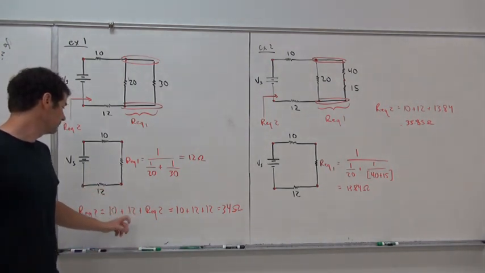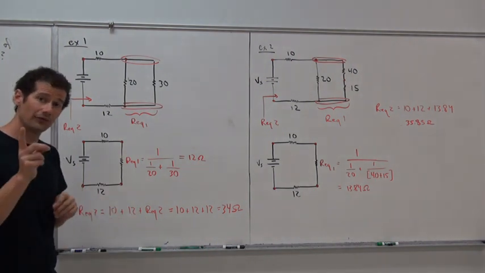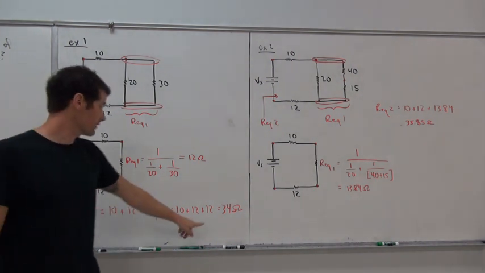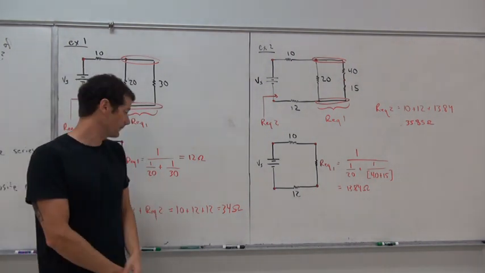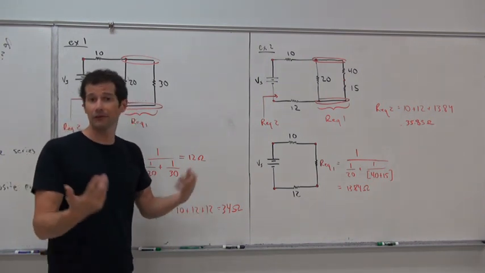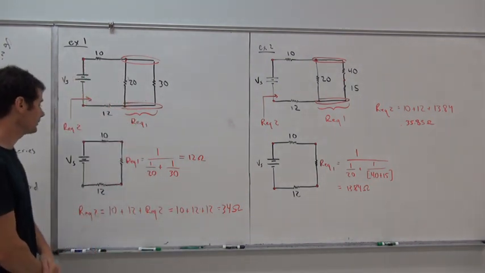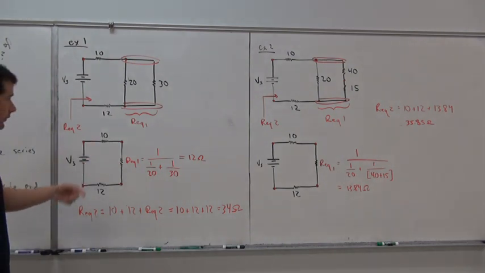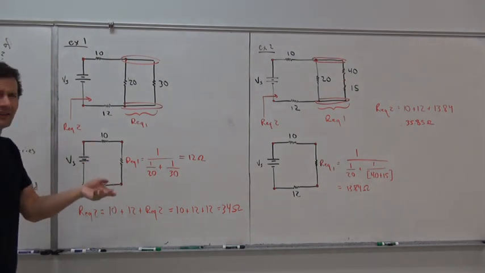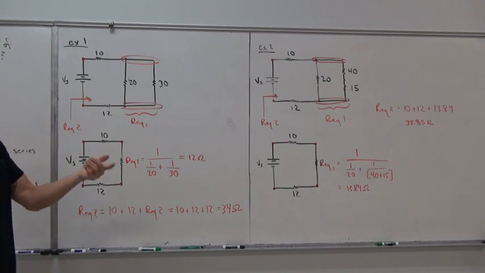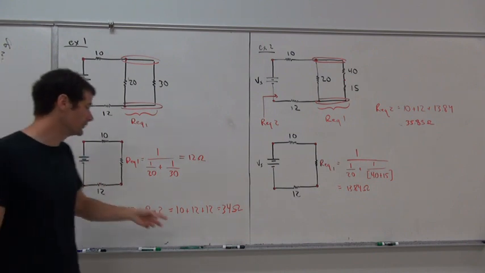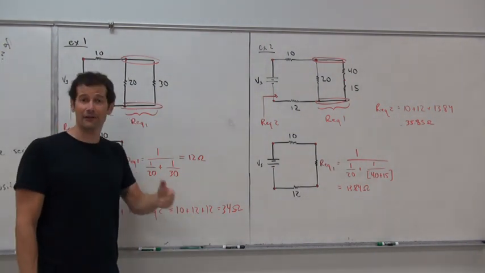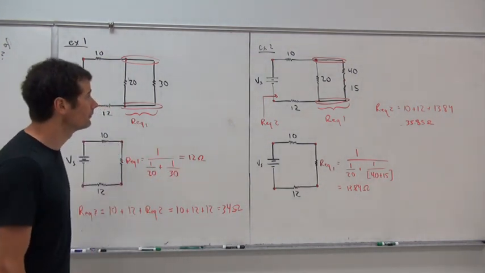So 10 plus 12 plus that equivalent resistance gives us 34 ohms. 10 plus 12 plus 12 gives us 34 ohms. And so that 34 ohms would be what would drive current coming out of this source right here. Not necessarily, it wouldn't be what drives current, but it would help determine the value of current that would flow out of that source.